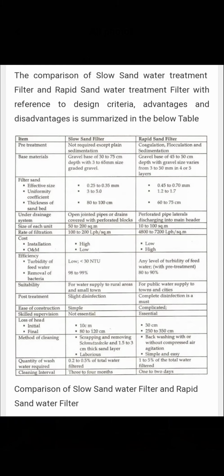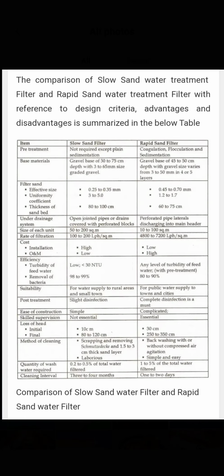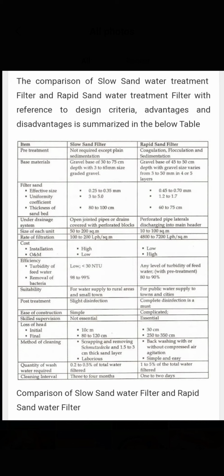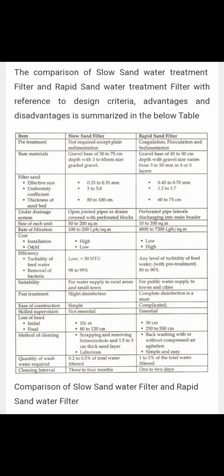Okay, so how do we classify the slow sand filter and rapid sand filter? There are various points you can use to classify the slow sand filter from the rapid sand filter. Firstly, the pre-treatment. In pre-treatment, the slow sand filter does not require any process except plain sedimentation. That means the water which comes from the aeration process can be directly transferred to the slow sand filter after plain sedimentation.